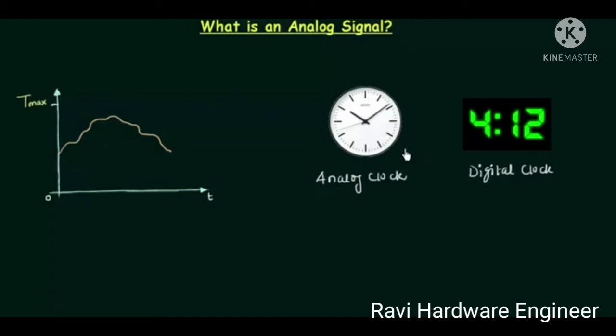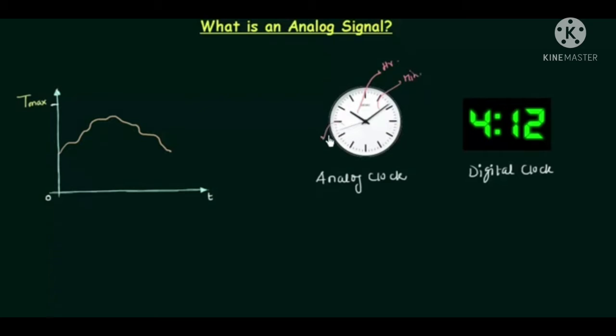In this you can see we have three hands. The first one, this one is the hours hand, this one is the minutes hand, and the small one is the seconds hand. So we can say that this analog clock can show the time as hour, then minute, and then second. So it can take any value in 24 hours.